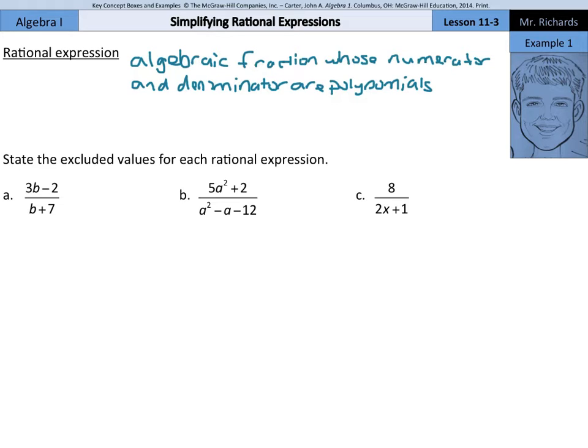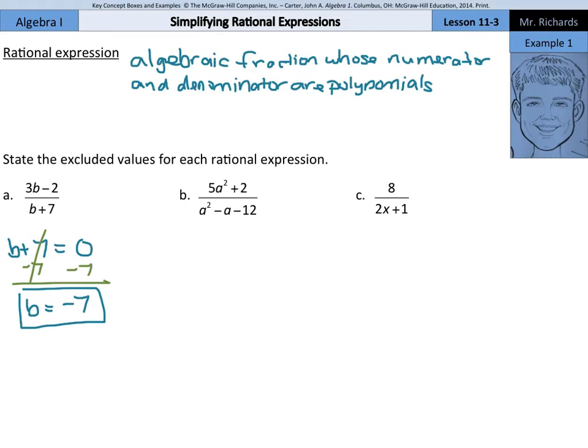And similar to our previous lesson, when we were working with rational functions and finding excluded values of those, with our rational expressions, we're still going to set our denominators equal to 0 since division by 0 is undefined. So in our first example here, example A, we can take our b plus 7 and set it equal to 0. Subtract that 7 away from both sides, and b is going to equal negative 7. So negative 7 is an excluded value for this expression.